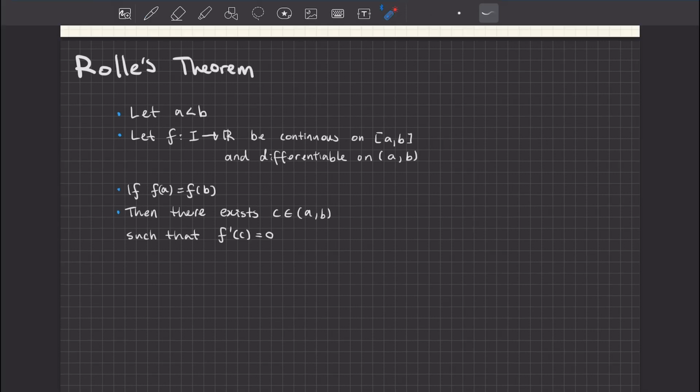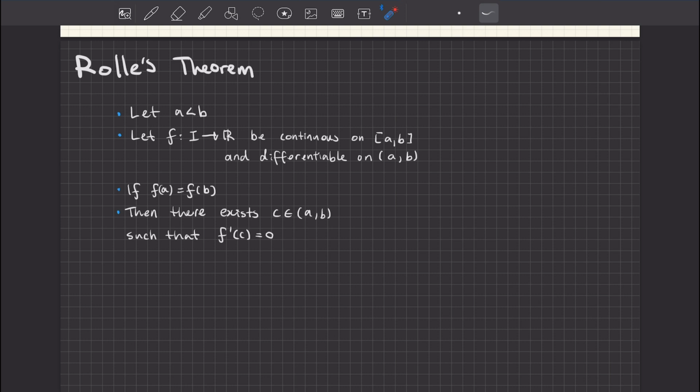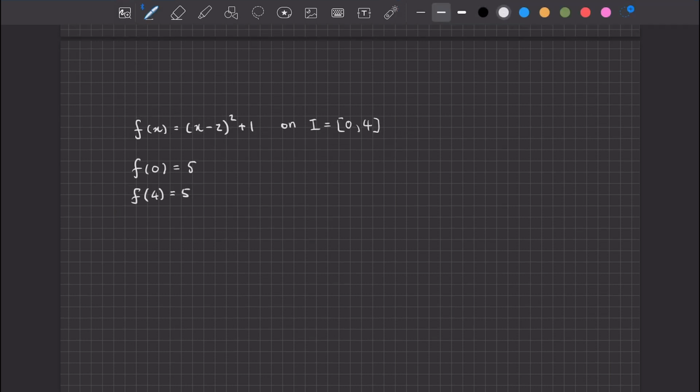So in layman's terms, that just means if I have a continuous function from a to b that's differentiable, and I can draw a straight flat line between a and b, so f(a) is equal to f(b), then there is some number between a and b that has a derivative of 0. So it's a local maximum, a local minimum, or just a stationary point. I have a couple of examples that we can go through.